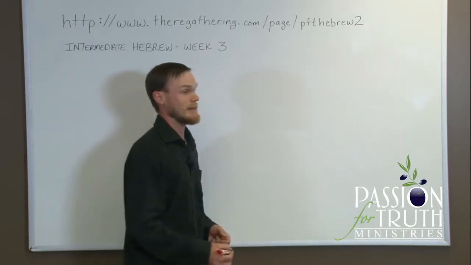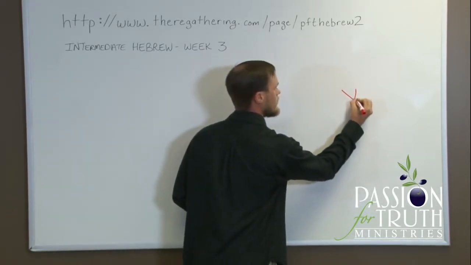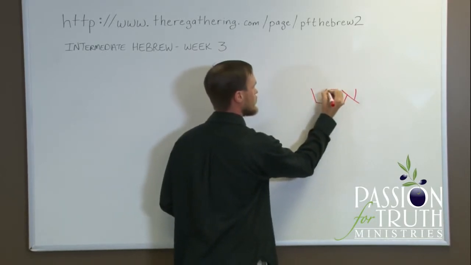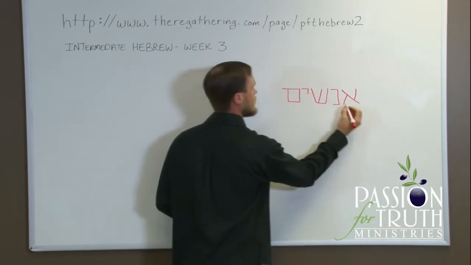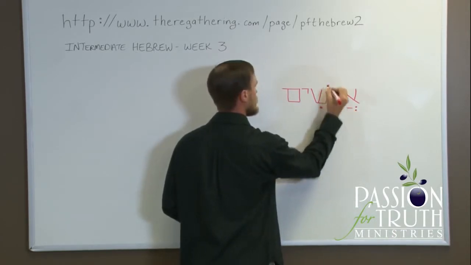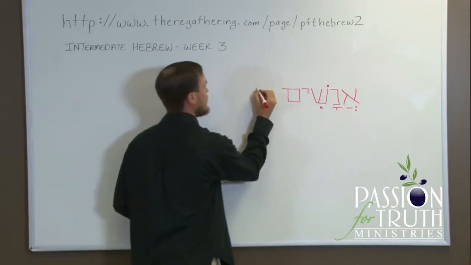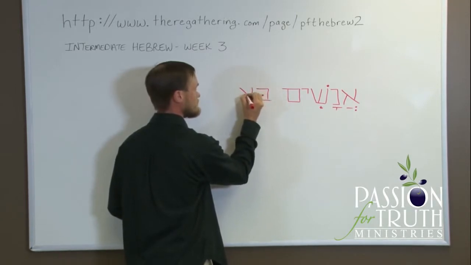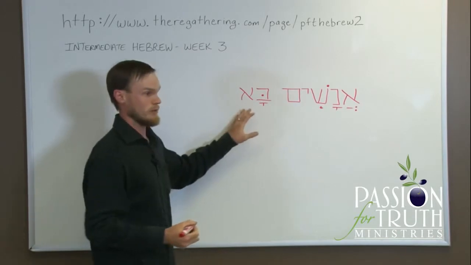Suppose we were to say that men are coming. Now, of course, man, as we discussed, has an irregular plural. Ish has an irregular plural. So we write anashim for men. All right, we know that ba is masculine, right? So ba applies to ish. So we're on the right track with ba.